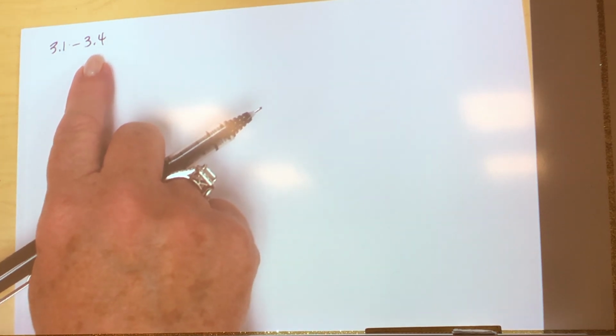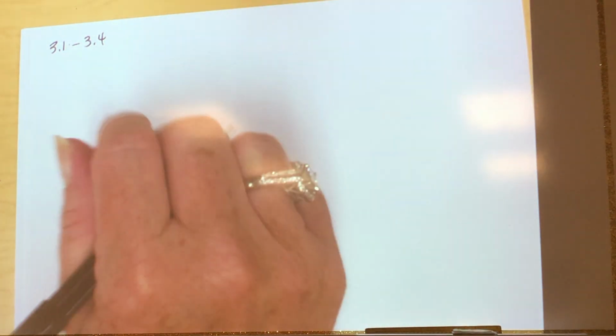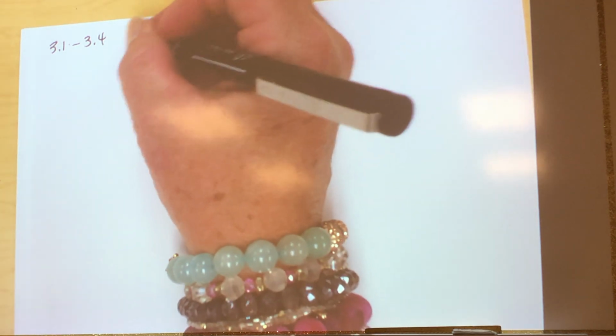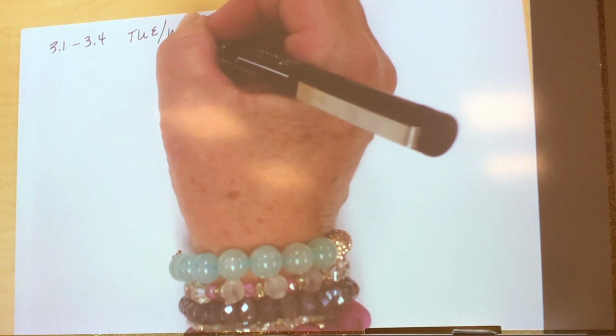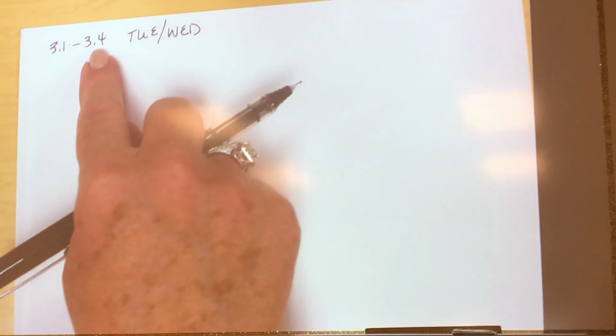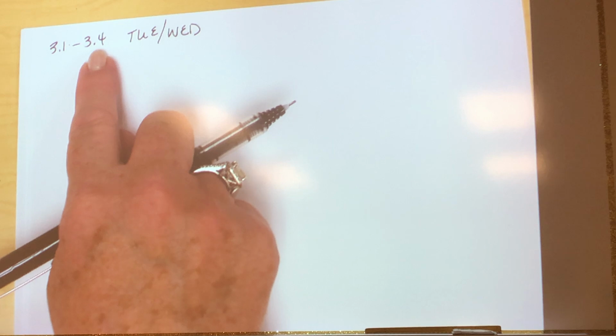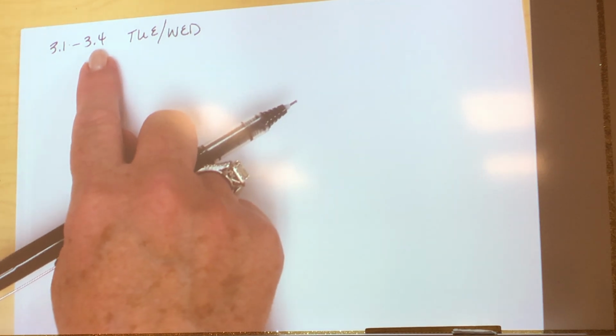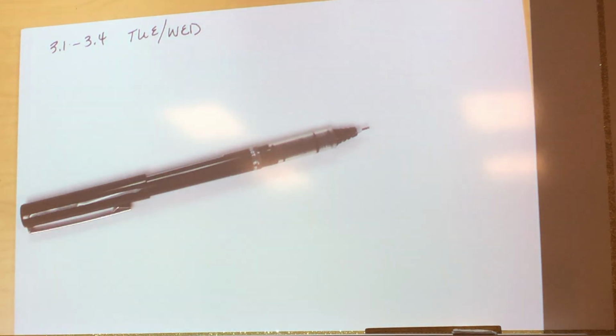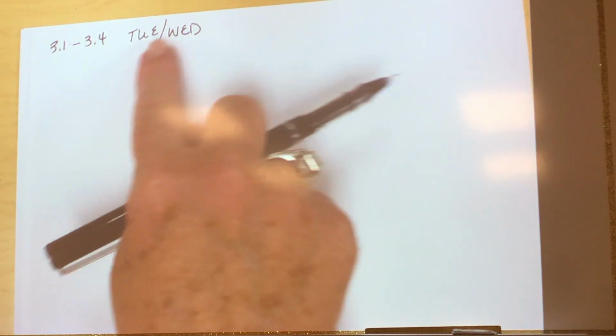Since that little 50-point test is on Thursday, I think this is probably going to push this test to Tuesday, Wednesday. Okay, I'd like to do it Monday, Tuesday, but I don't think that's going to happen, especially with the 3.4. I want you to know how to do 3.4, because if you don't learn how to do 3.4, it's going to affect the rest of this chapter. All right, so Tuesday and Wednesday.